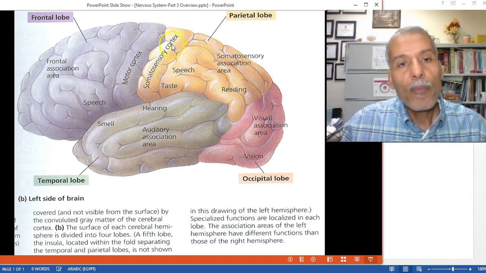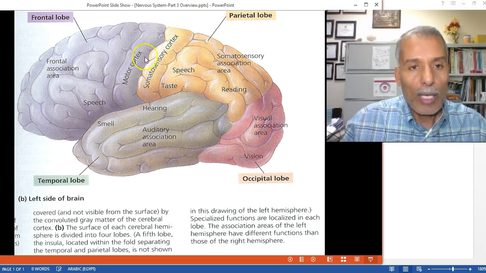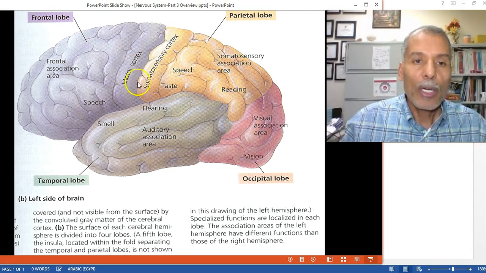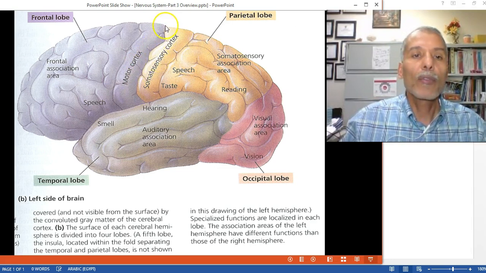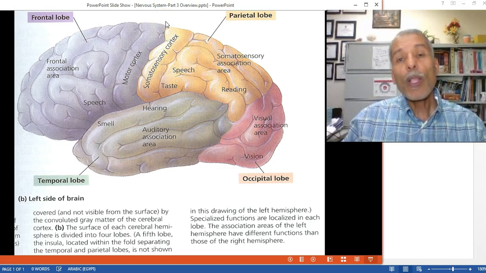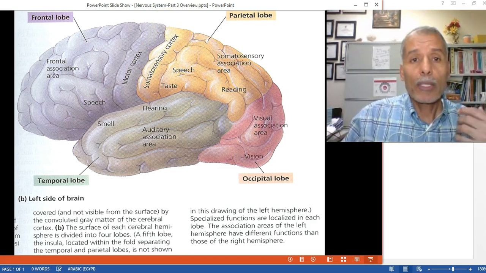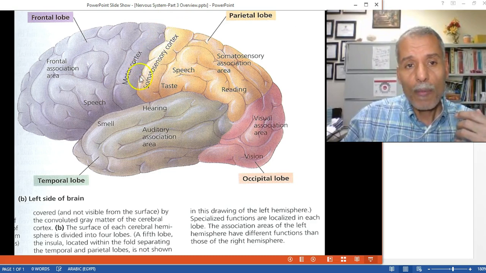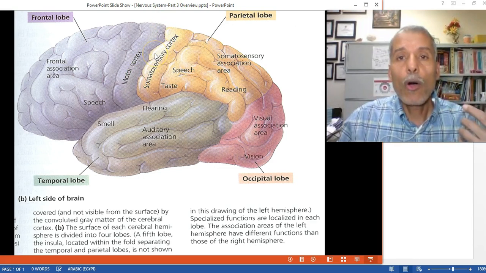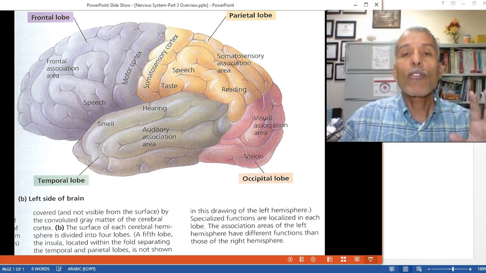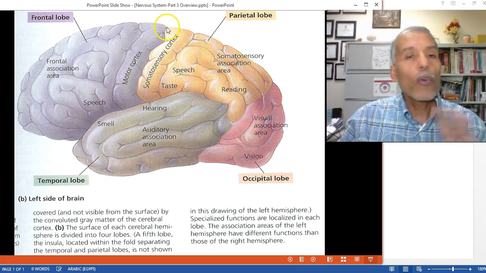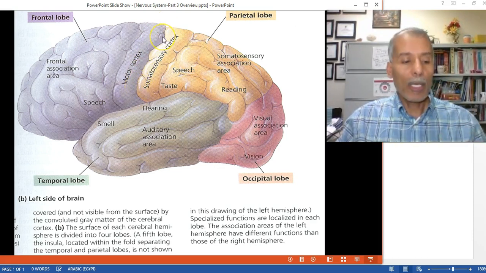Then we have, between the frontal cortex and the parietal cortex, one deep fissure in the center, almost like the center of the brain. That is called the central fissure, but it has other names. So you can call it the central fissure, or the central sulcus, or the fissure of Rolando, or the Rolandic fissure. So all of these are names for the exact same thing that we are speaking about.